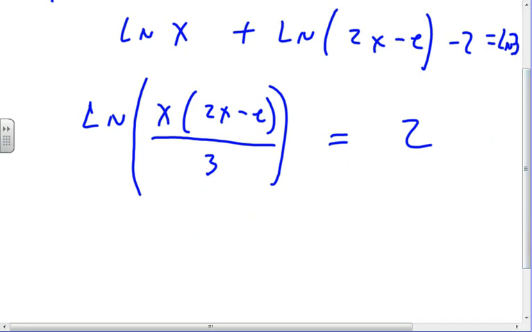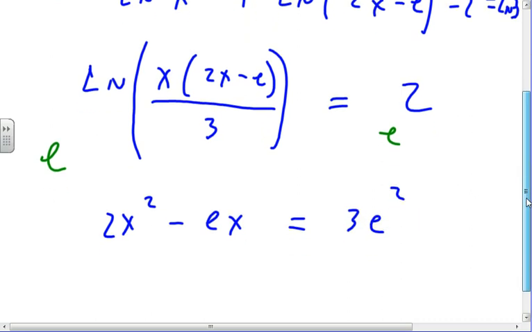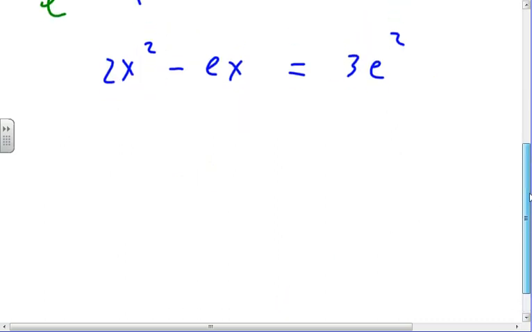We're going to raise both sides to the power of e. And we're going to get x times 2x minus e, which is 2x squared minus ex, is equal to 3e squared. Skipping a couple steps like I normally do. If I skip too many steps, just tell me, I'll put them back in. Alright, well, what are we going to do about that?